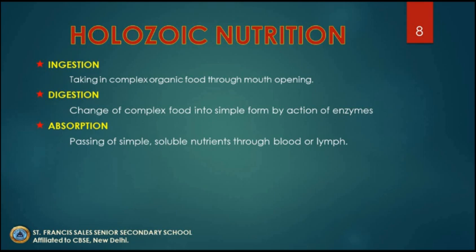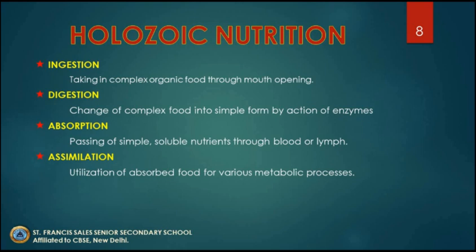Blood you are quite familiar with. Lymph is actually like the blood, but the main difference is that lymph is colorless as it lacks red blood cells. Further details regarding the lymph we will study in detail in the next session. After absorption, the next step is assimilation, a very important stage. That is the utilization of absorbed food for various metabolic processes.